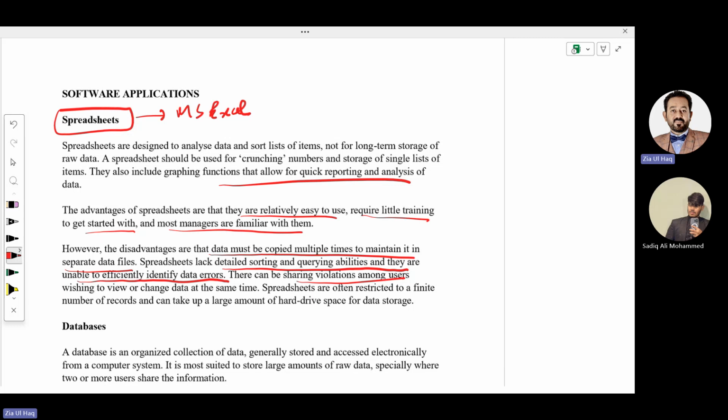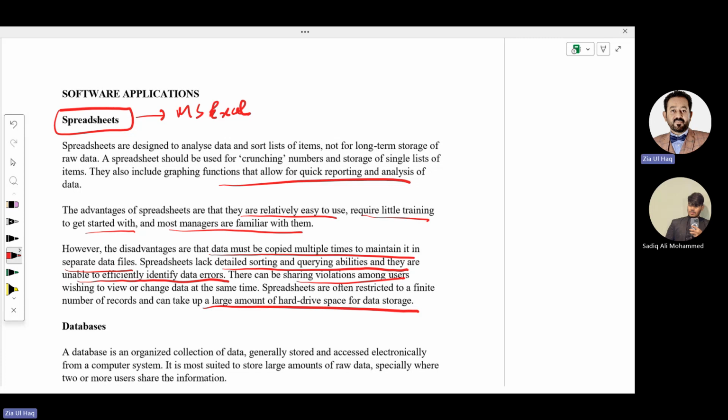It means unauthorized people can change the data, and through the change of data, all the calculations will be changed. Spreadsheets are often restricted to a finite number of records that can be taken up, and they take up a large amount of hard drive space for storing data. Obviously, spreadsheet files contain more memory space. So these are some disadvantages.